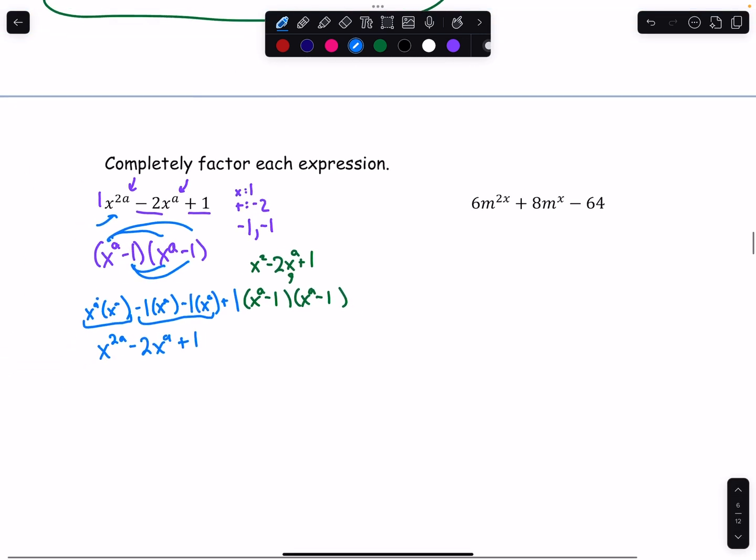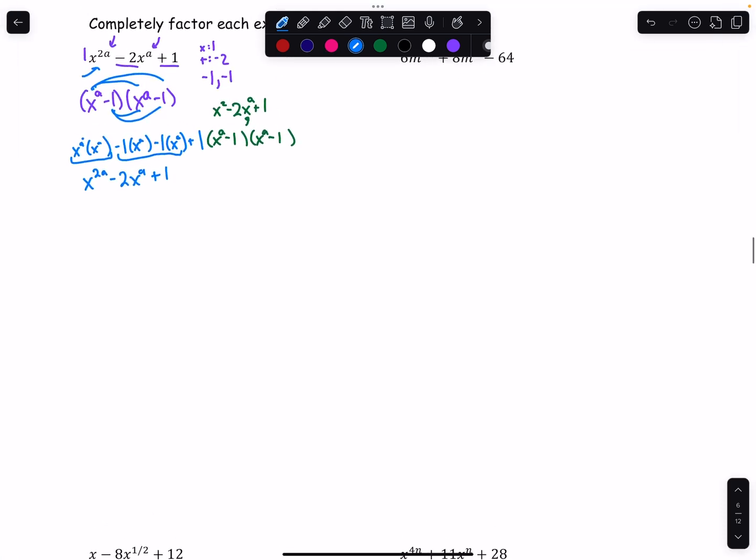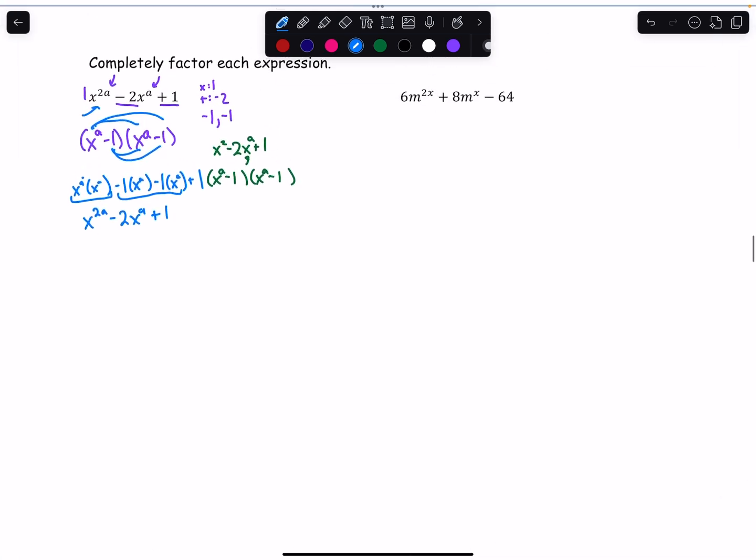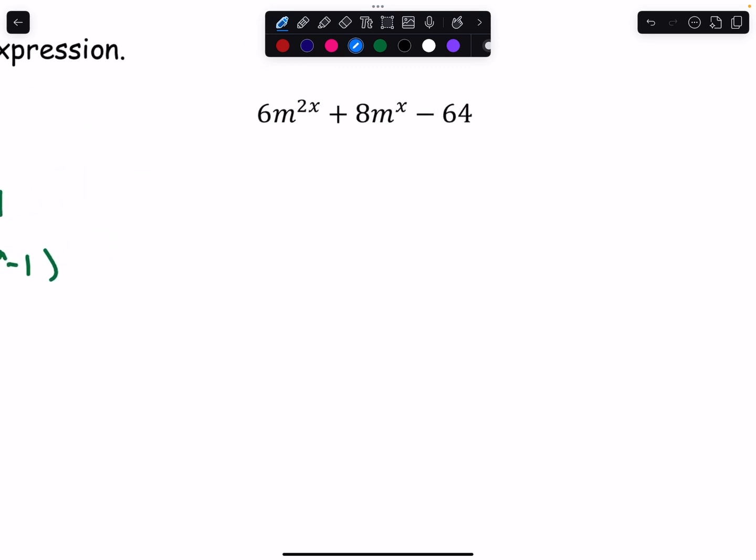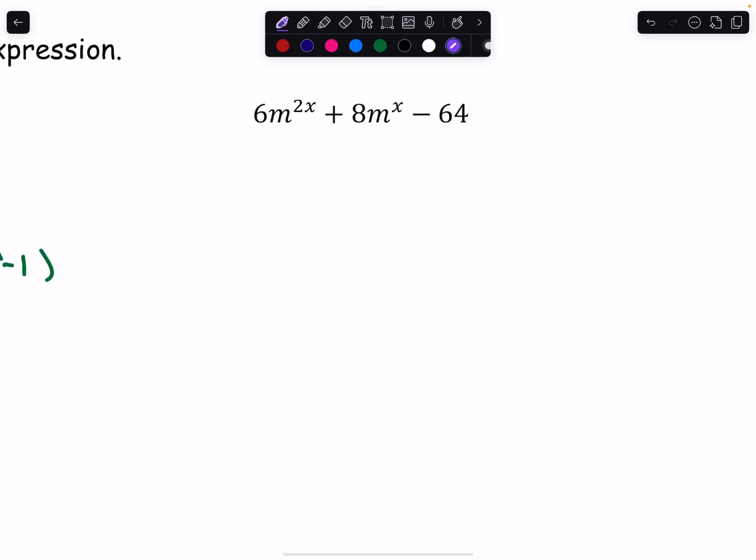And if you want to pause the video and do the next 3, go right ahead. I'm also going to walk through them. So if I look here at the next one, first thing I should do, okay, we got that constant. This degree is double that degree. We're good. But always the first thing you should do is look for a GCF.